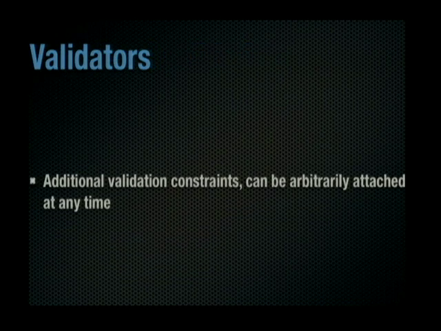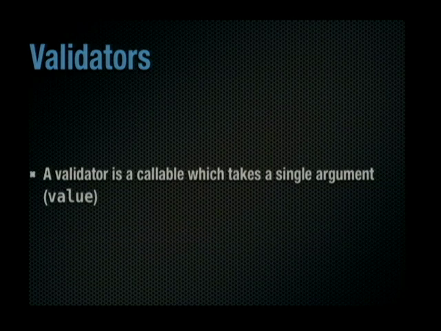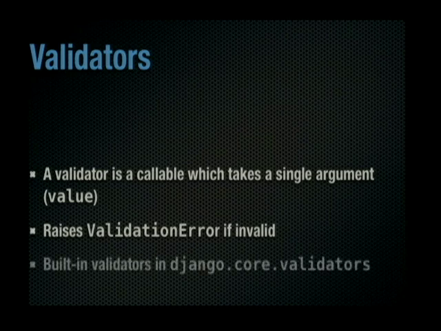Validators are new-ish as of, I think, Django 1.2. I think they were already there for 1.3, so I think they were 1.2. These are additional validation constraints. You can basically throw any number of them in. They're really, really cool. And all the validators you attach to a form field will be run during validation of that field. A validator basically is just a callable. It takes a single argument, which we call value, and raises a validation error if that value is invalid.